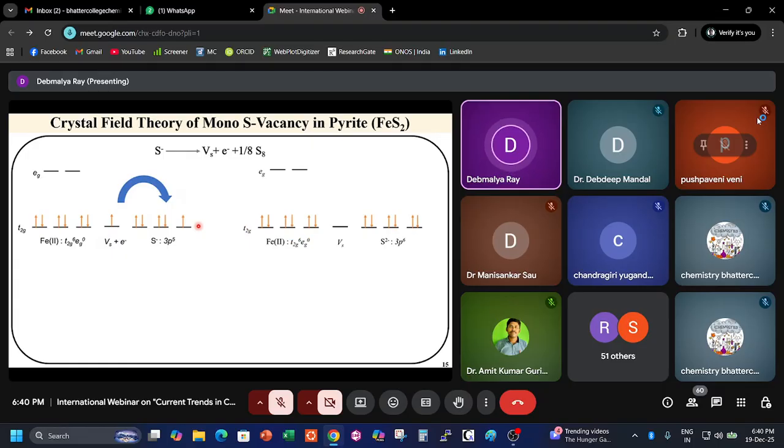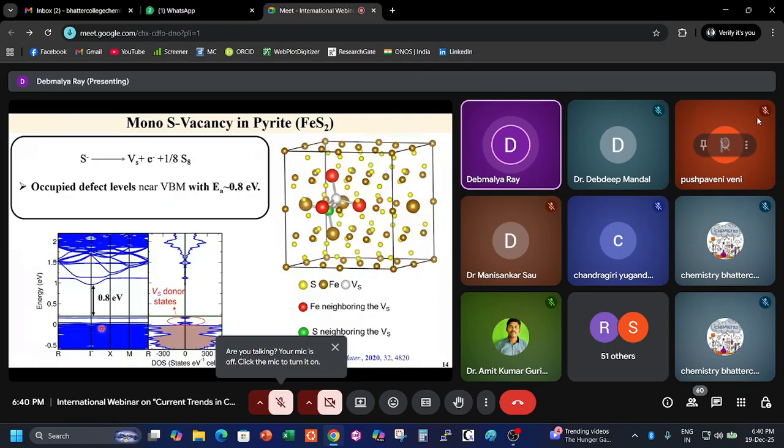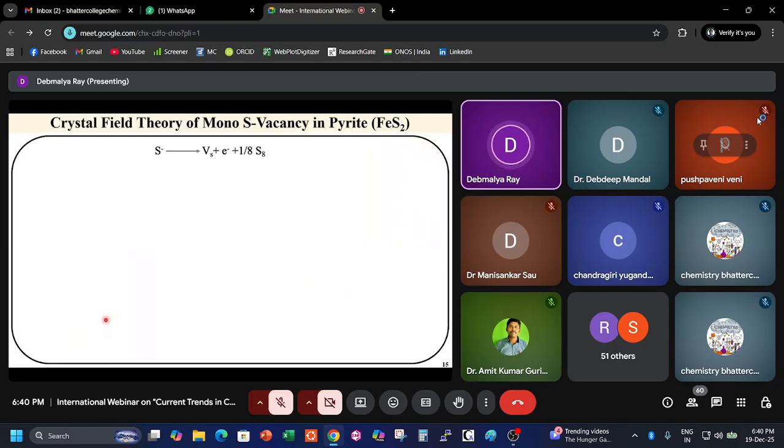And as expected, we saw that it went to the sulfur minus and made it a closed shell 3p6 electronic configuration, right? It didn't really reduce the iron center. However, then why are we even seeing this new state which is close to the valence band? What is the origin of this state?